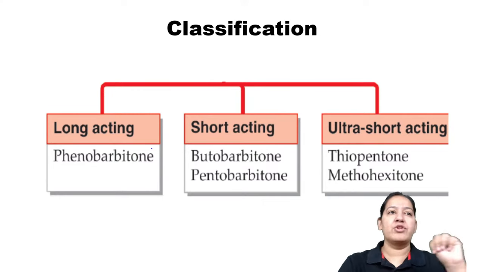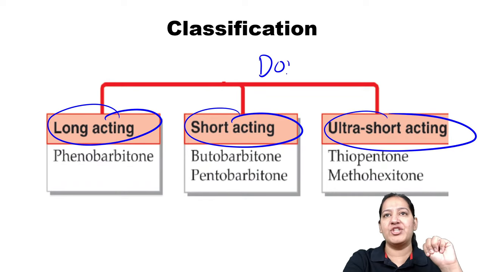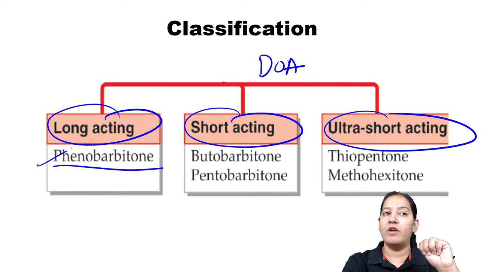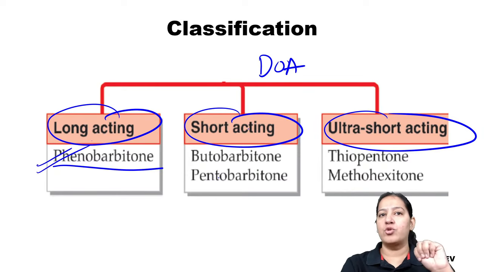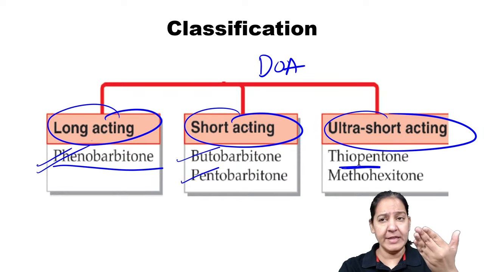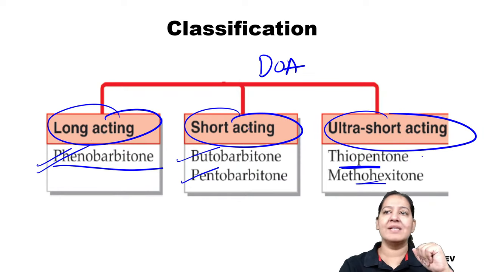Classification: these are of three types, long acting, short acting and ultra short acting, based on their duration of action. We will read the names of the drugs under these. Long acting is only one, phenobarbitone. Short acting are two, butobarbitone and pentobarbitone. And ultra short acting is thiopentone, which is used as an anesthetic, and methohexitone.